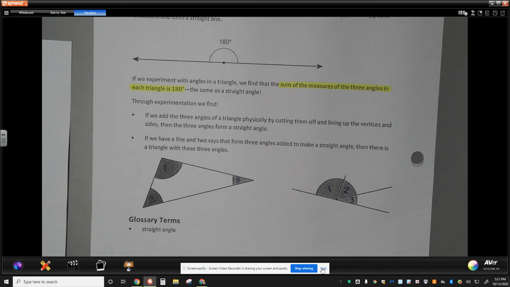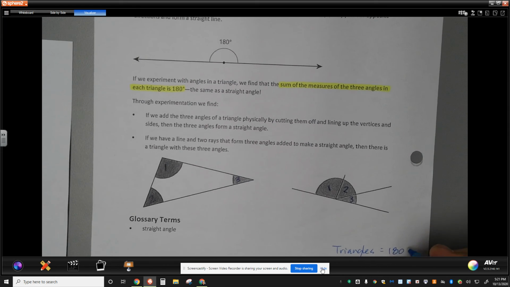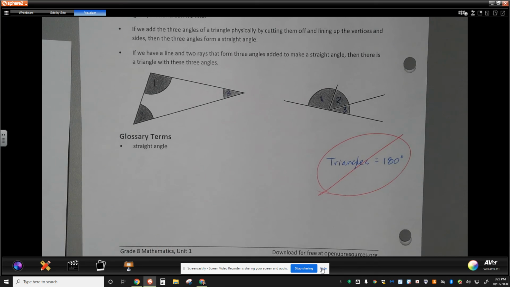The major goal of today's lesson is not to say triangles equal 180 degrees. That's a no-no, right? I could try and say that. No, triangles equal 180 degrees. And that would be a no. Please don't say that.